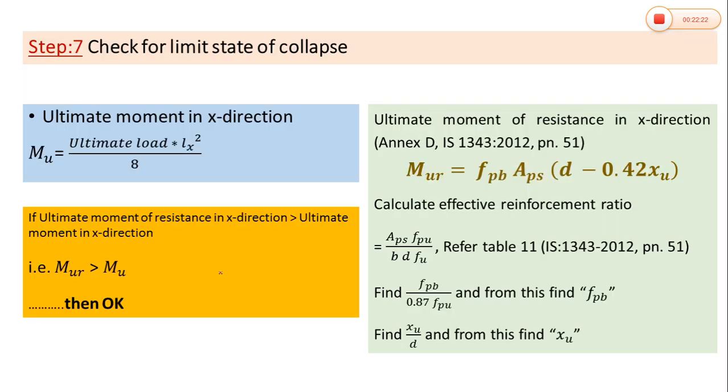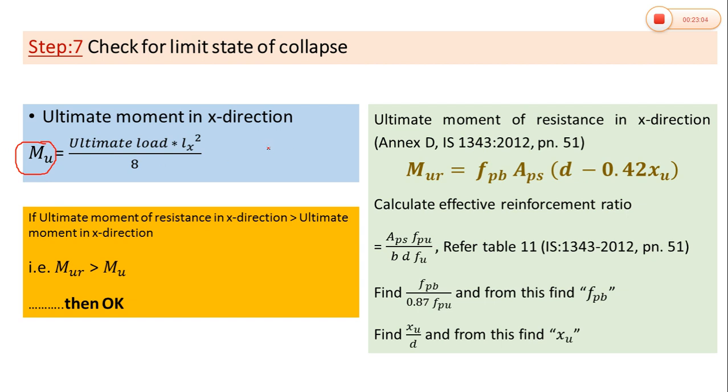Now up to step number 6, our design is done. Now whatever design we did, we have to check it for certain checks. So step number 3 is the first check for our design, and that is the check for limit state of collapse. In this check, we are going to compare the moments. What moments do we have? We know the loading condition on the slab, and by using that loading condition, we can calculate the moment Mu.